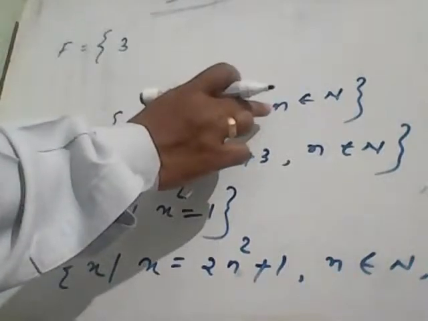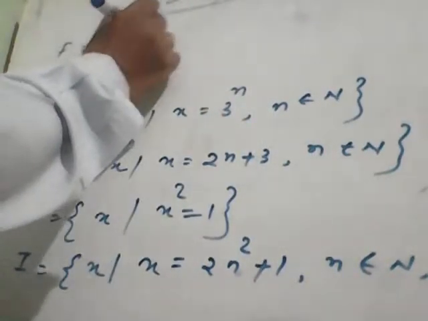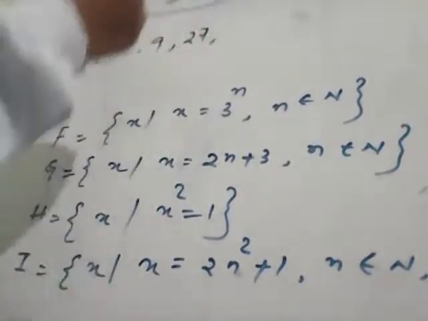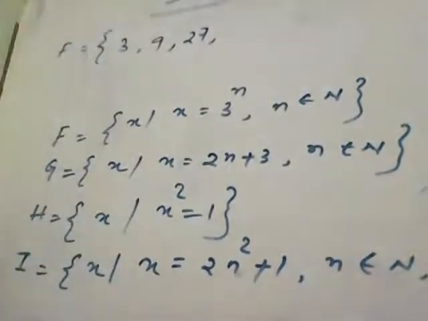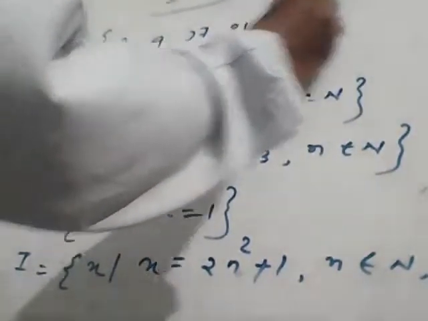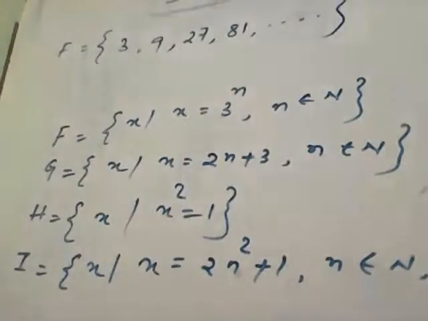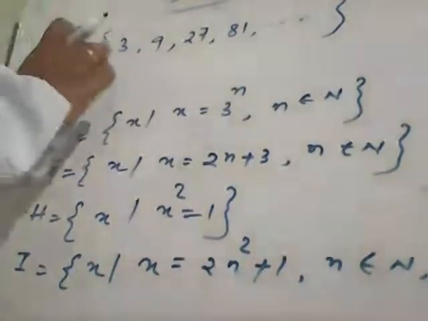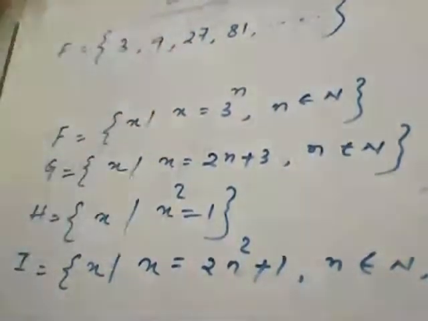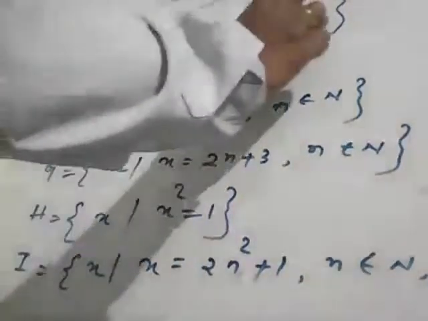If we put second element as 2, 3 square is 9. Then 3 cube is 27. If next element is 4, 3 to the power 4 is 81, and so on. You can write minimum 3 terms in the beginning, and if there are a finite number of elements, you can write the last one.